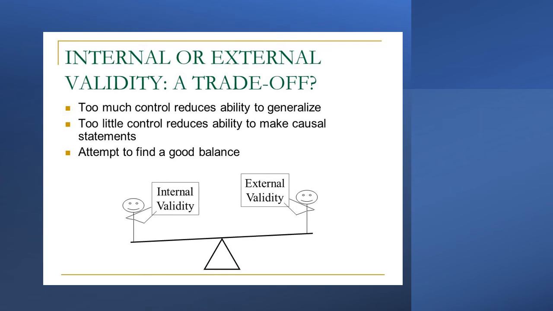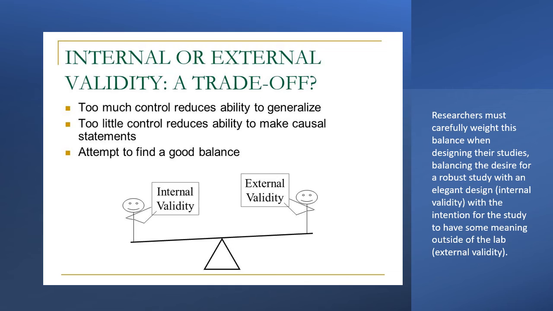So internal and external validity represents a trade-off. If we have too much control, like a lab experiment with really good internal validity, then it reduces our ability to generalize. Then when there's a real-world situation, that effect might not happen. But if we have too little control, we're doing it in a real-world setting, but there are so many extraneous factors, then we might not have the ability to make causal statements. And so what we need to do is find a good balance. And that's what you'll need to do when you're designing your study.